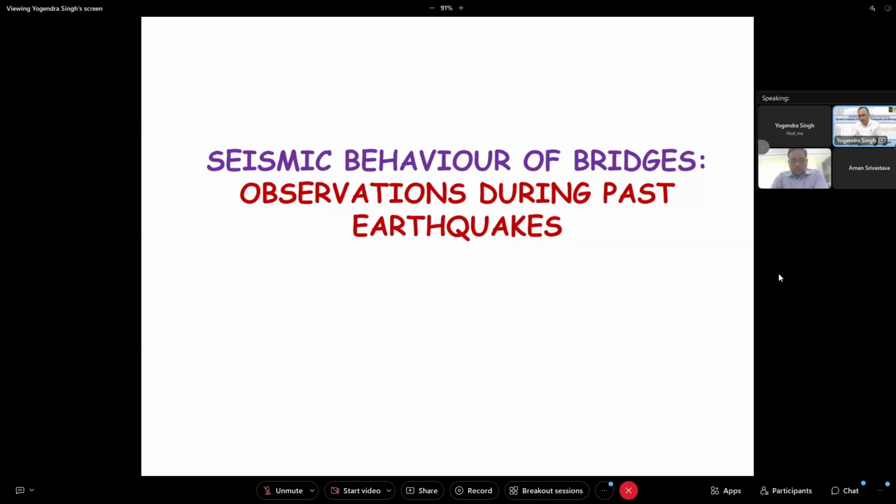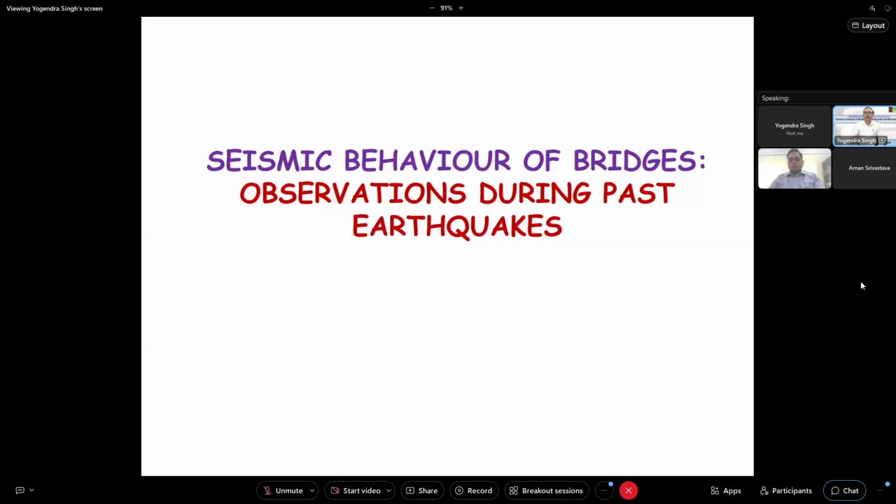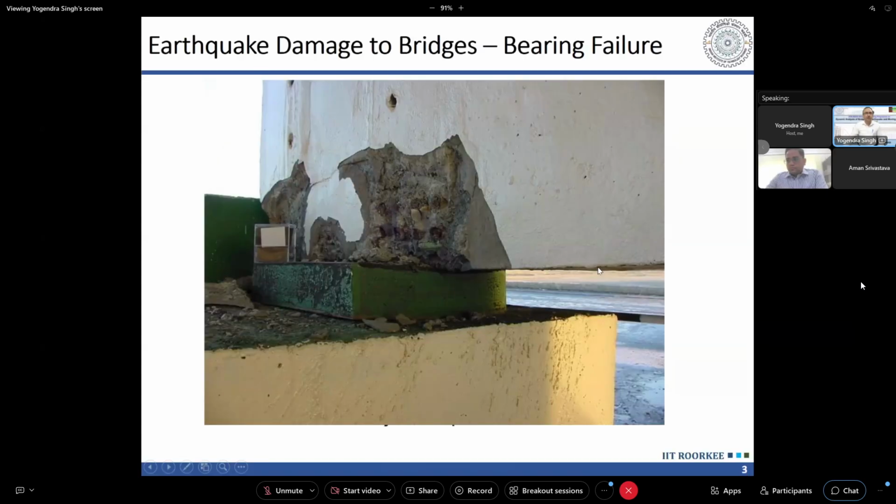Before taking up the modeling, let us see what are the important aspects of the behavior of bridges which we should cater to in our model. Our model cannot be a realistic model if it is not able to represent the behavior which is particularly important in case of earthquake. So let us see what types of failures and damages have been seen in past earthquakes. Very quickly, I will go through this.